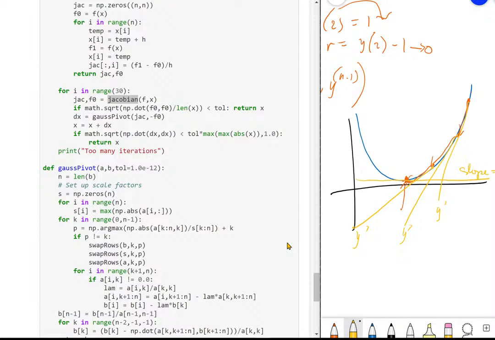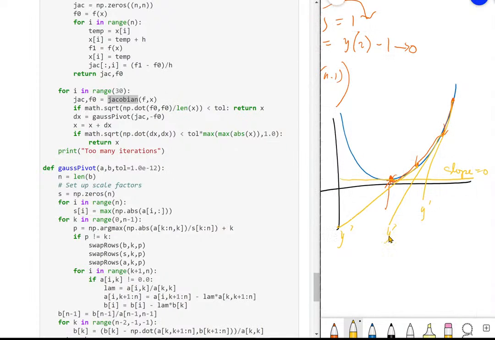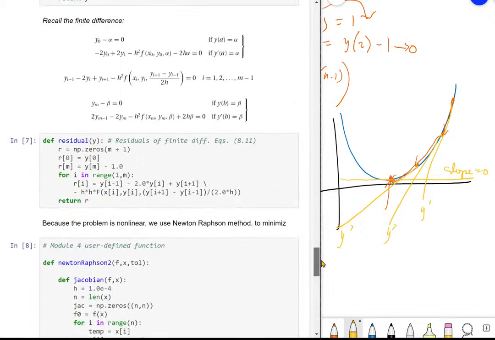So that's the idea, equal to 0. That's the idea of the Newton-Raphson. If you're not familiar with the Newton-Raphson, I invite you to watch again the module number 3.